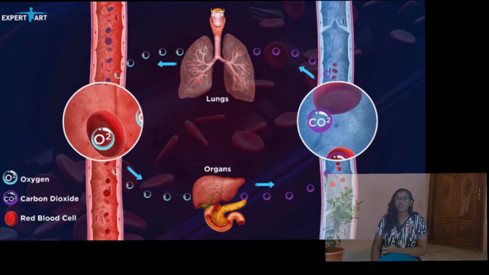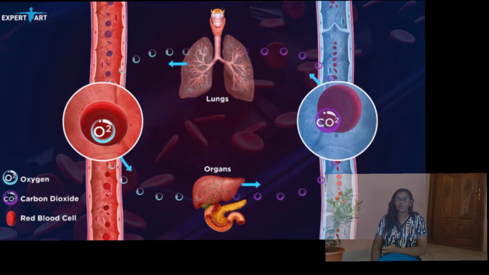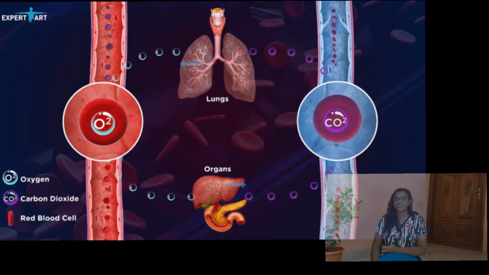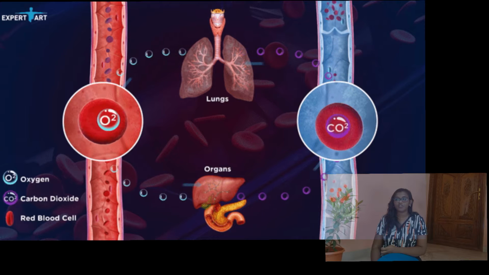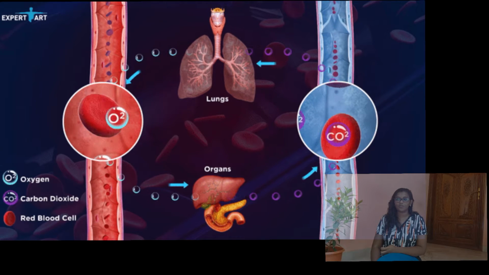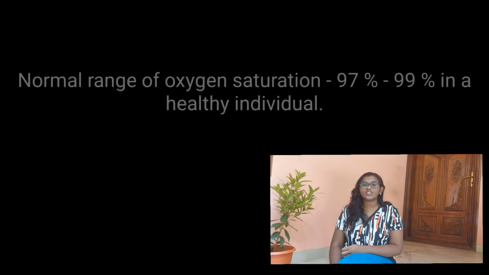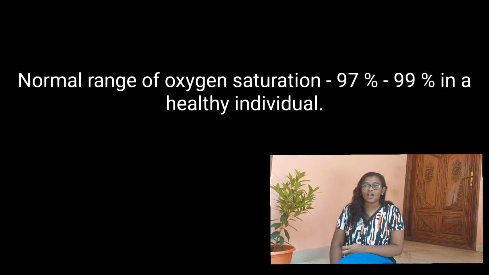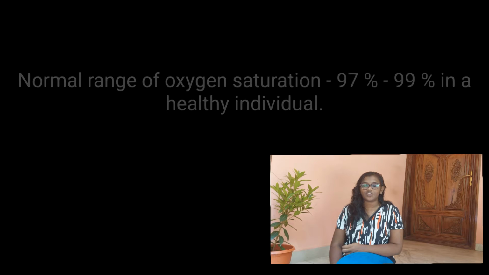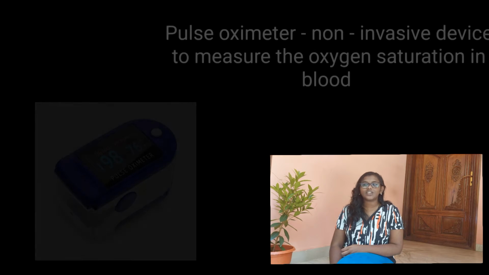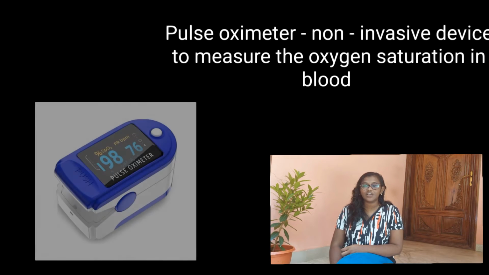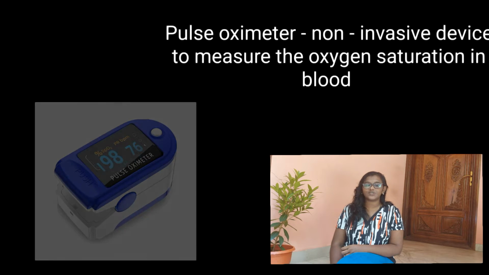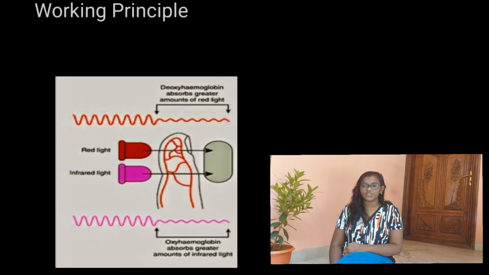The blood carries oxygen to all other organs in our body after oxygenation in the lungs, and the main carrier of oxygen in the blood is hemoglobin. Normal oxygen saturation values range between 97% to 99% in a healthy individual. So, a pulse oximeter is a non-invasive medical device which can measure both pulse rate as well as oxygen saturation in a person's blood. Now, moving on to the working principle of the pulse oximeter.